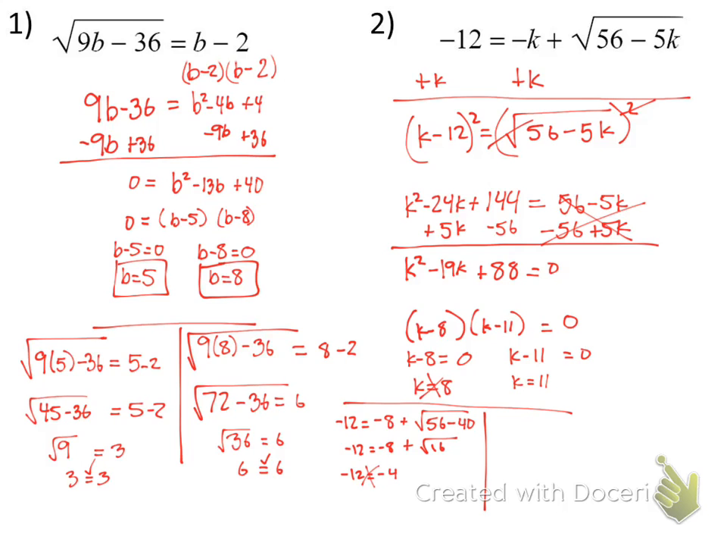So we got negative 12 is equal to negative k, so negative 11 plus the square root of 56 minus 5 times 11, which is just 55, right? So we got negative 12 is equal to negative 11 plus square root of 56 minus 55, which is just 1, right? Because 56 minus 55 is 1, square root of 1 is 1. Negative 11 plus 1 is negative 10. Is negative 10 equal to negative 12? No.